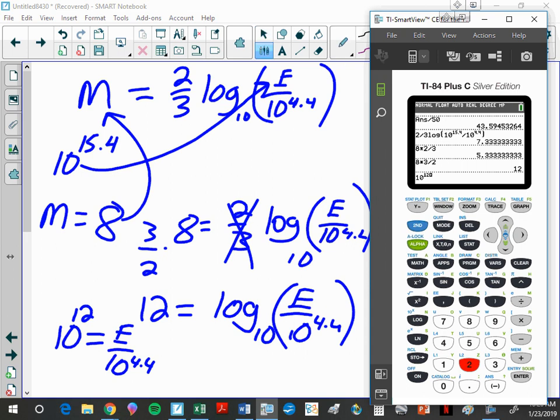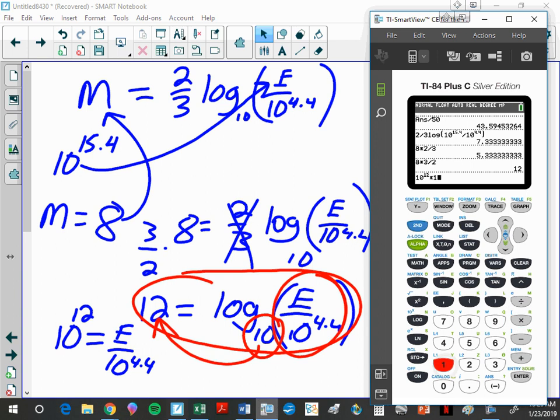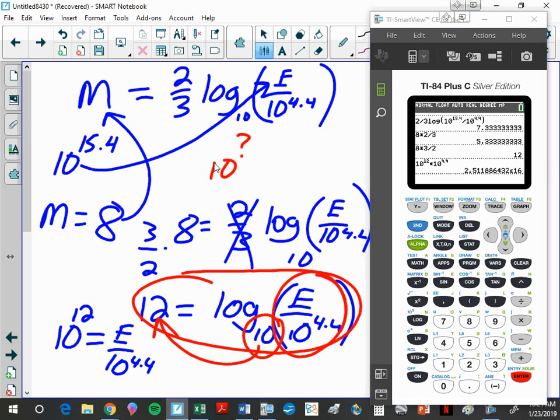So I took this equation and I converted to exponent. 10 raised to the 12th is equal to this stuff. That's just a logarithmic exponential conversion. So E equals 10 to the 12th times 10 to the 4.4. Now, that's not in the same form. They like to do 10 to the exponent. And I ended up with 2.51 e to the 16th. And that is a totally valid answer. So if I were you, I would just leave it there. But if you wanted to convert it, this is how you do it.